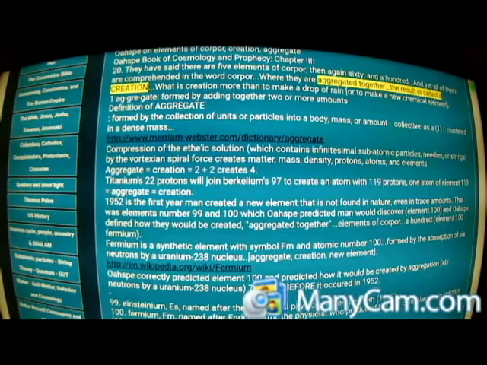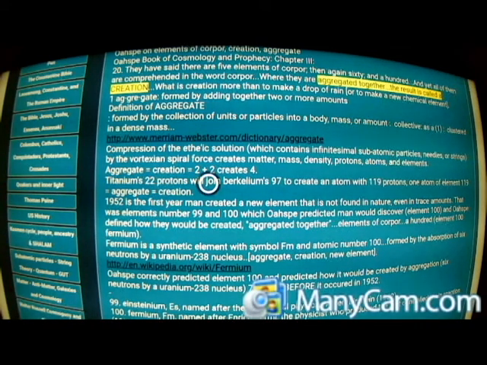Compression of the etheric solution, which contains infinitesimal subatomic particles, needles, or strings, by the vortexian spiral force creates matter, mass, density, protons, atoms, and elements. Aggregate equals creation equals 2 plus 2 creates 4. That's the mathematics of creation.